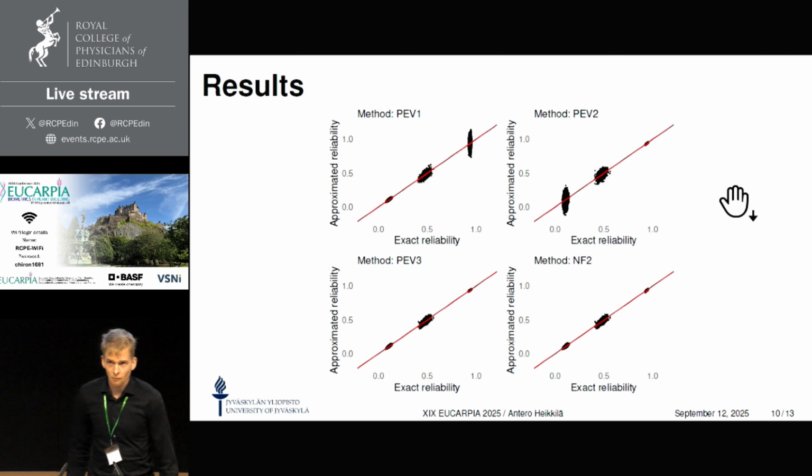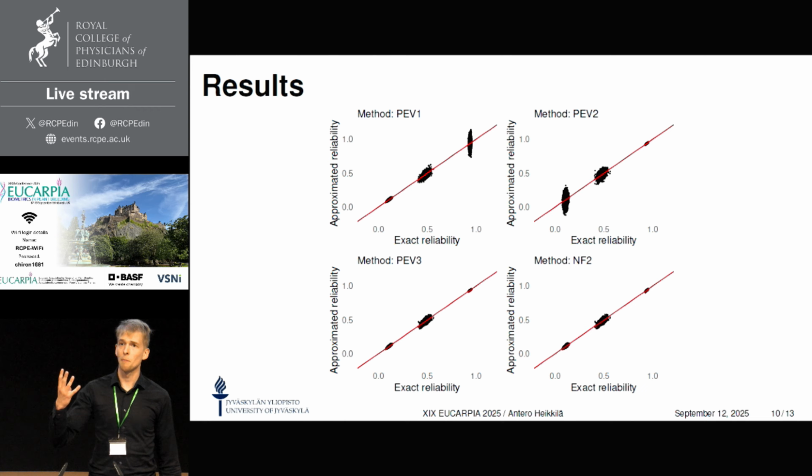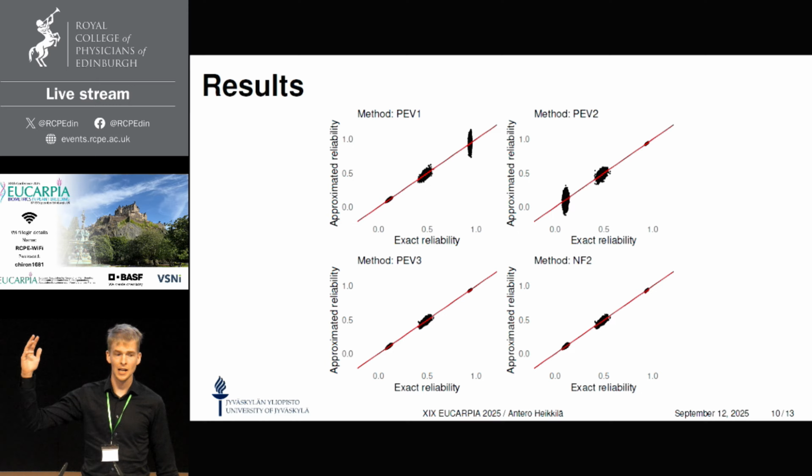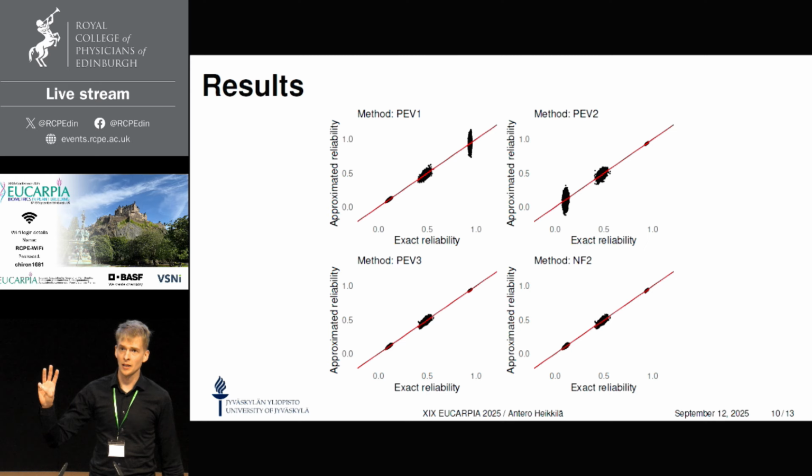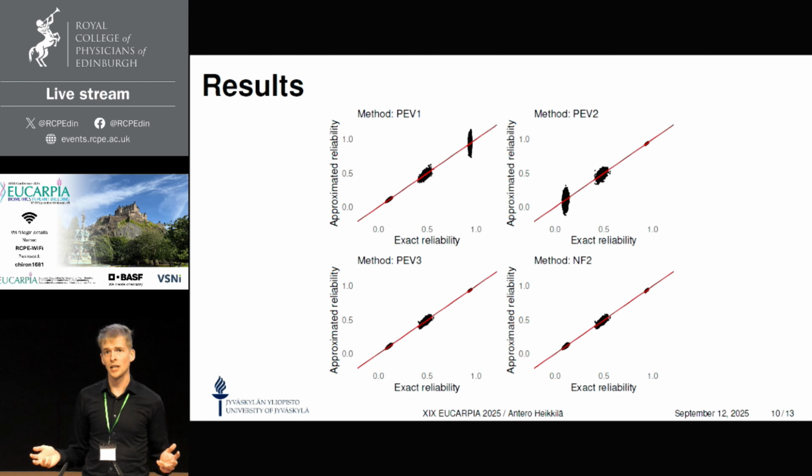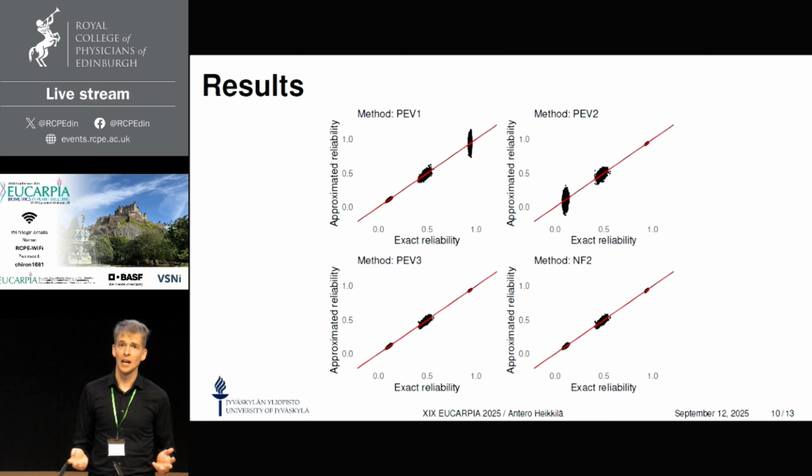Next we will see what the differences are across the formulas. Now I have 4 pictures because we have evaluated 4 formulas. Again, on the x-axis, exact reliability, and on the y-axis, approximated reliability. In each picture, you can see that there are 3 clusters. Why are there 3 clusters? Because I have chosen the simulation parameters such that we have one group with low reliabilities, one group with moderate reliabilities, and one group with high reliabilities.